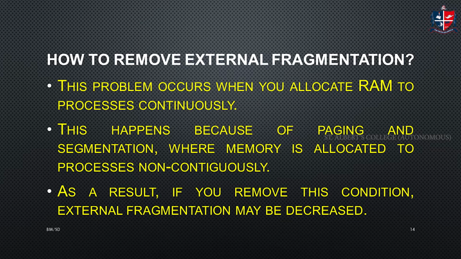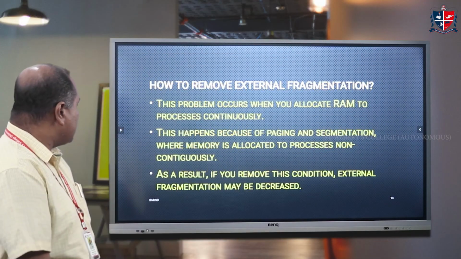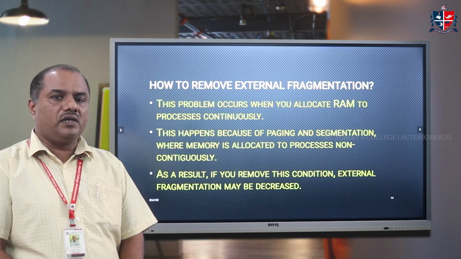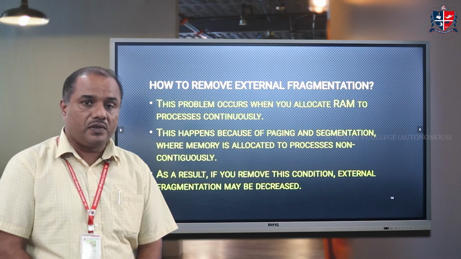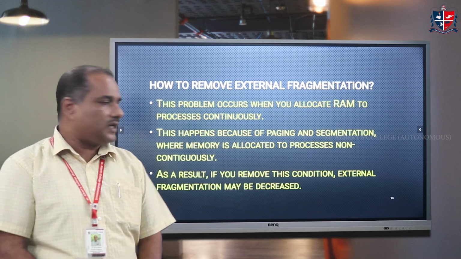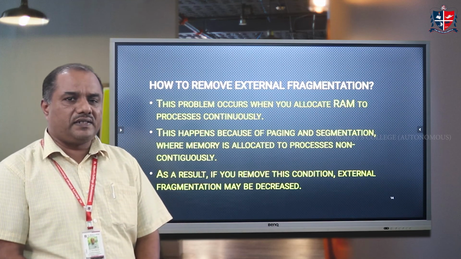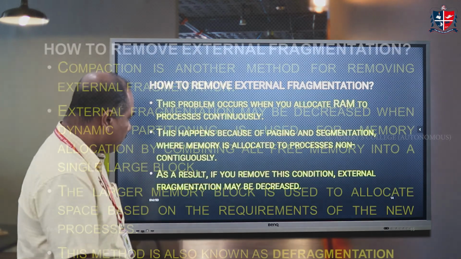So how do we remove the external fragmentation? The problem occurs when you allocate the main memory to processes contiguously. So what we can do is remove this condition. If you remove the condition of dynamic partitioning, then in one way or the other, the external fragmentation issue can be reduced. Moreover, issues such as paging, segmentation, and other complex procedures of the operating system are also reasons for external fragmentation.